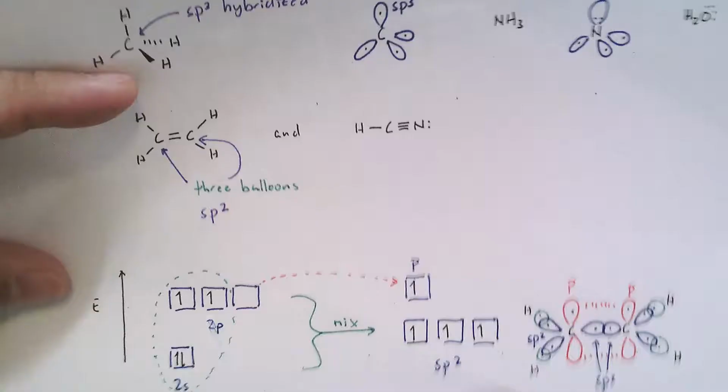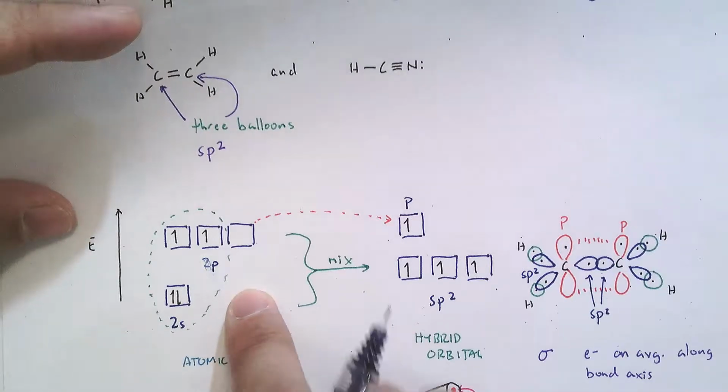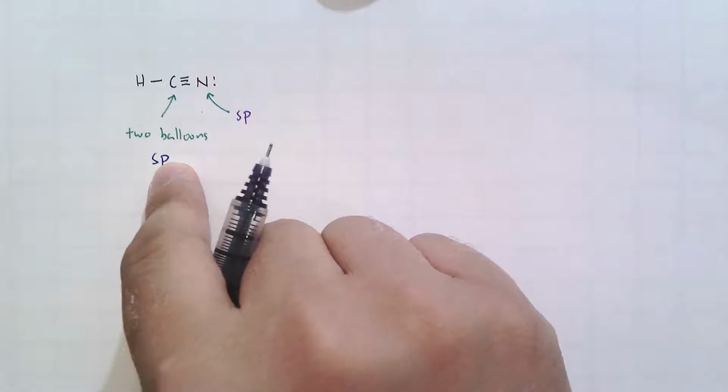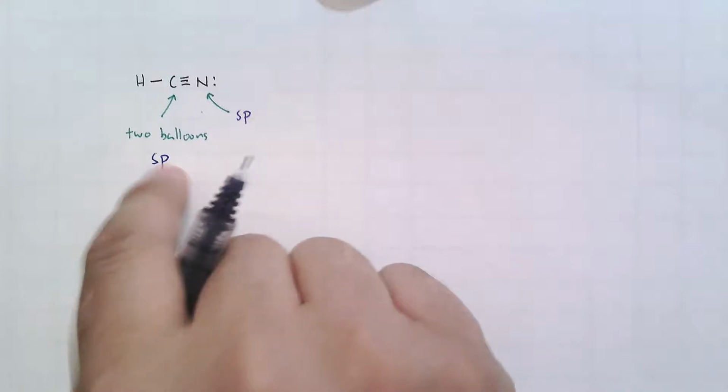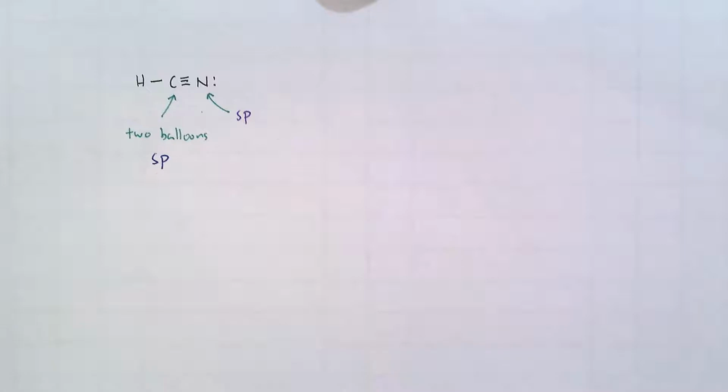Before we look at the energy diagram, similar to this, can you predict how many p orbitals are unhybridized if I am only mixing one of the p orbitals? Do you realize that since I'm only mixing one of the 3 p orbitals, I now have 2 unhybridized p orbitals?